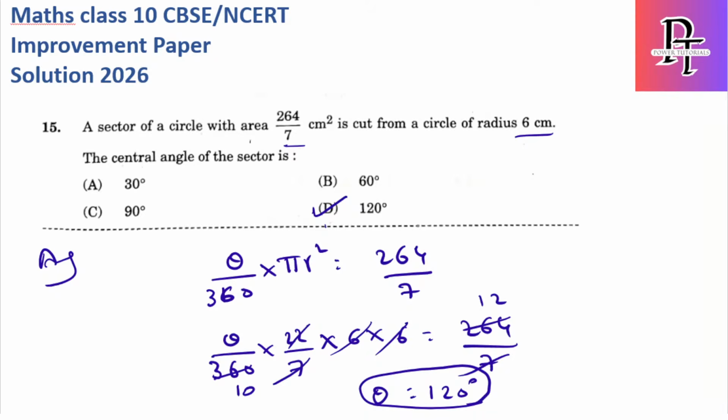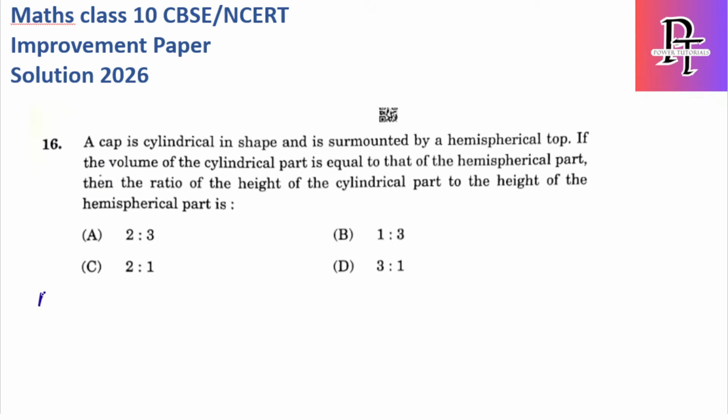Okay, let's move to the next question, the 16th one. A cap is cylindrical in shape and surmounted by a hemisphere on top. So we have a cylinder, and above it we have a hemisphere. The volume of the cylinder part is equal to that of the hemisphere part. Volumes are equal. They are asking for the ratio of heights.